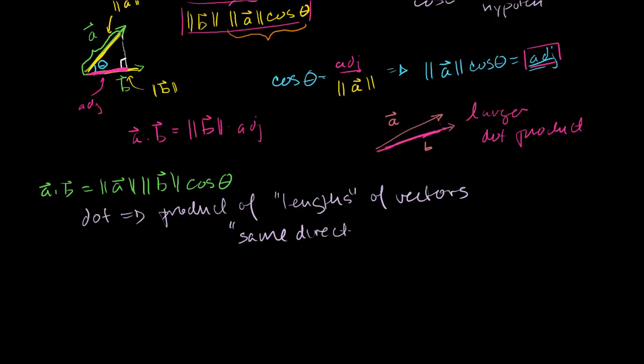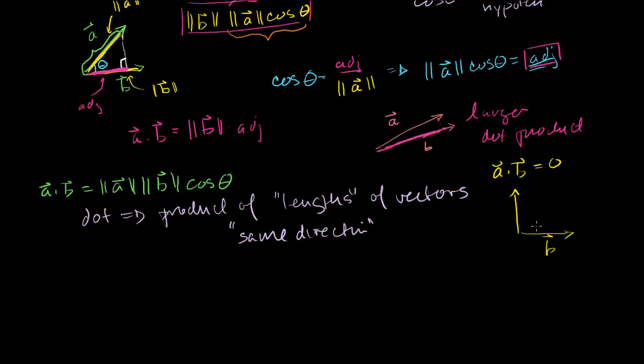Same direction, right? You could view this adjacent side here as the part of A that's going in the direction of B, right? That's the part of A that's going in the direction of B. So you're multiplying that times B itself. So that's what the dot product is. How much are two things going in the same direction? And notice, when two things are orthogonal, or when they're perpendicular, when A dot B is equal to 0, we say they're perpendicular. And that makes complete sense based on this kind of intuition of what the dot product is doing, because that means that they're perfectly perpendicular.